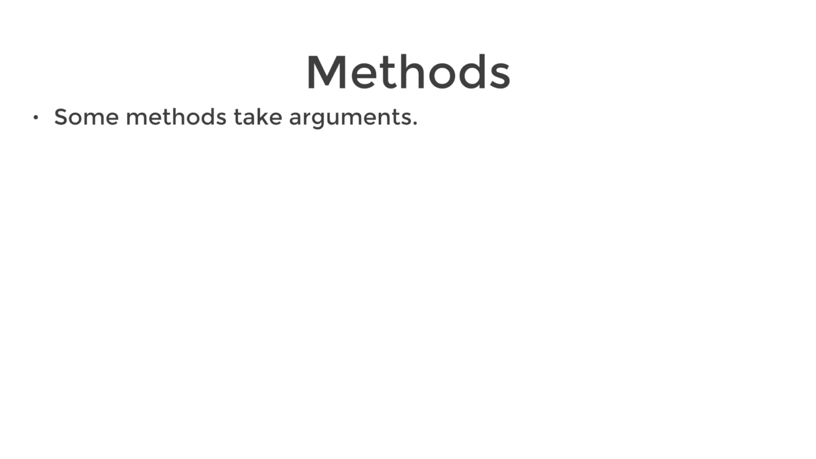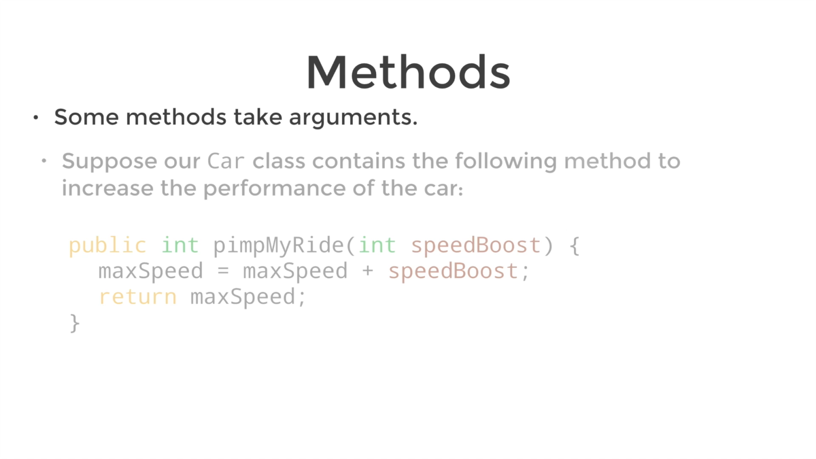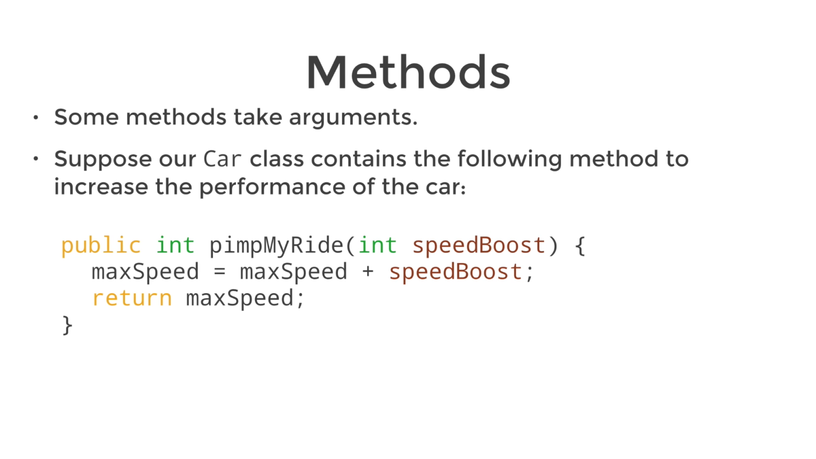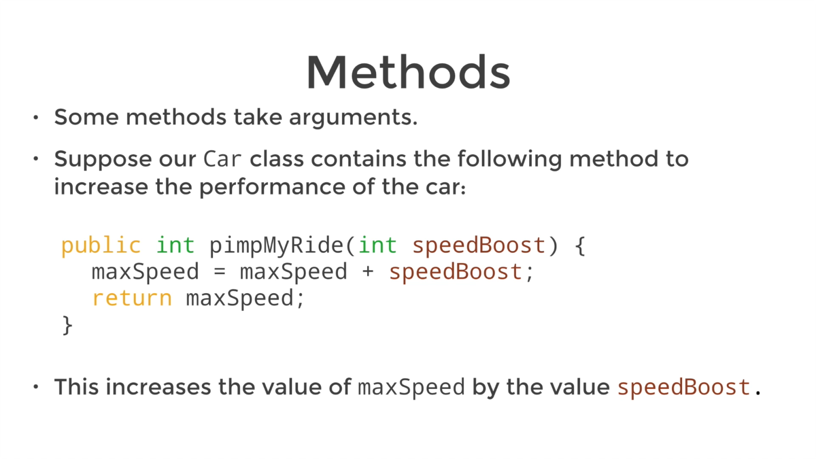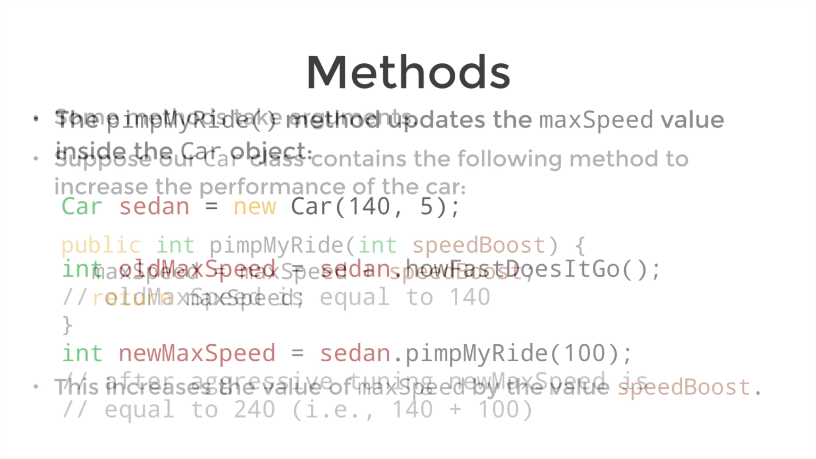Just like the constructor we saw earlier, some methods take arguments. Suppose we've got a new method called pimp my ride, and it takes one argument, an integer called speed boost. This method takes the max speed and adds to it the value that we're supplying to it in the argument, and then it returns to us the new max speed, the increased max speed.